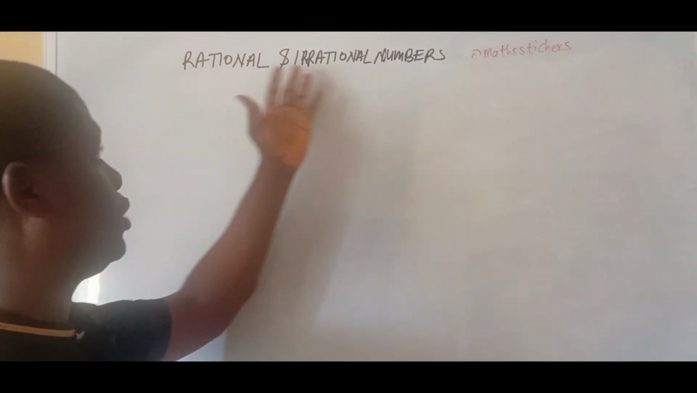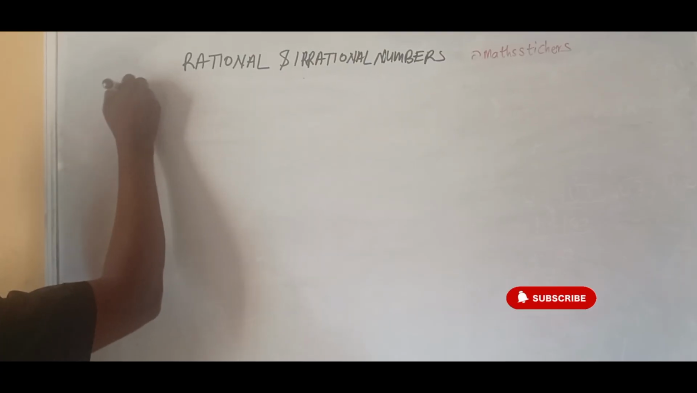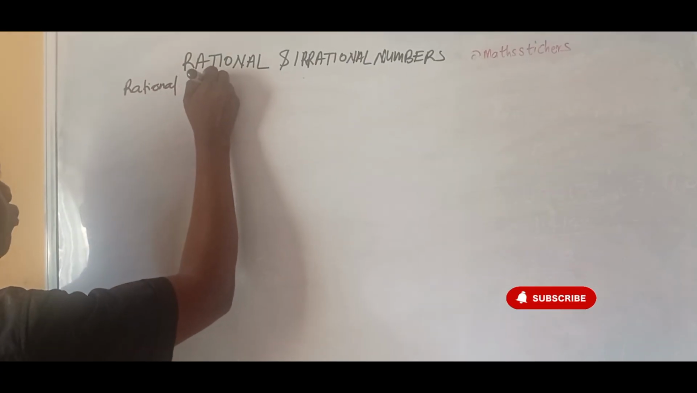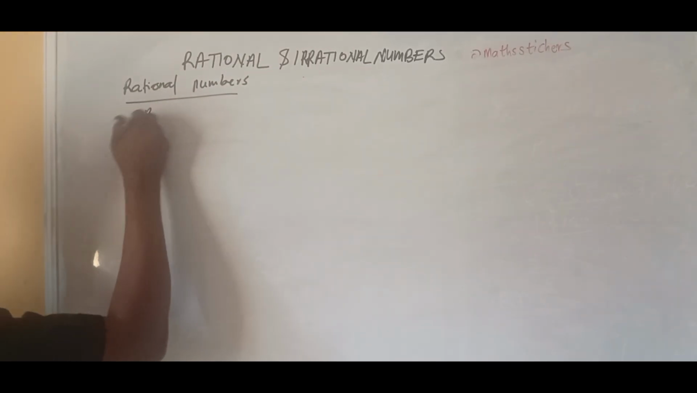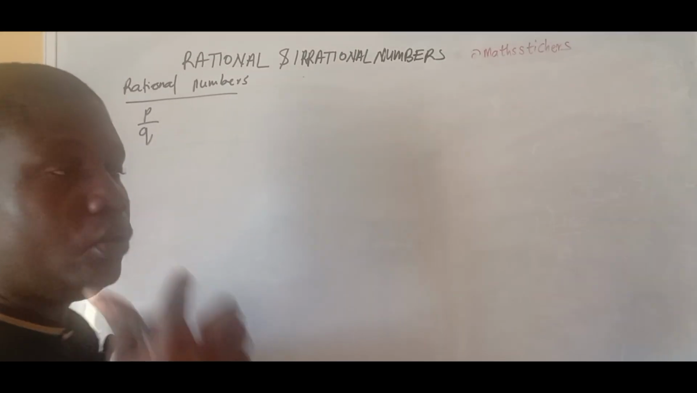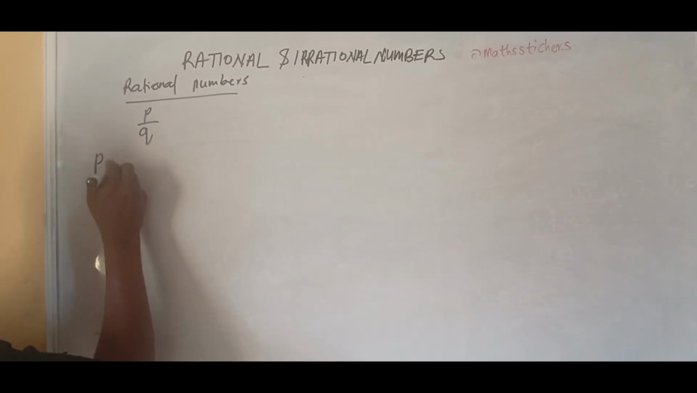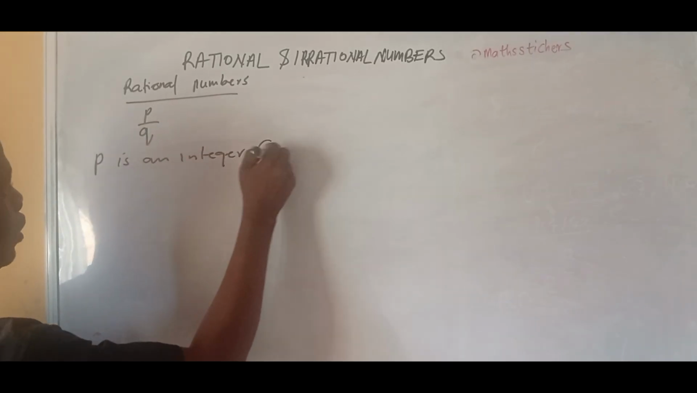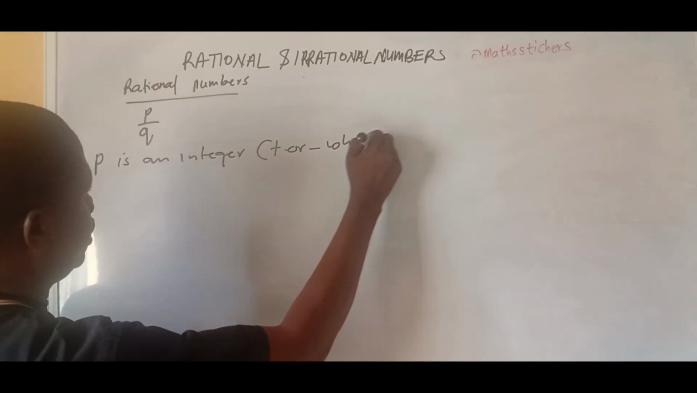So we'll be looking at rational and irrational numbers. And when we talk about rational numbers, we are talking about numbers that can be expressed in the form of a fraction. So numbers that can be expressed in this form, P over Q, are regarded as rational numbers, okay? Where P is an integer, and they can be positive or negative whole numbers, okay?